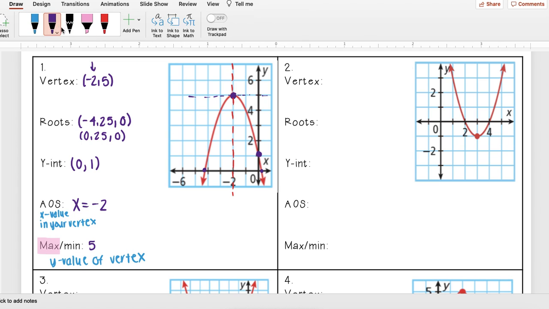Okay, let's try another one. So this one, I want to find my vertex. Since this one's opening up, it's my lowest point right here. So it's at 3, -1. My roots, those are my x-intercepts, and so it's where it crosses the x-axis. So I see that's at 2, 0, and 4, 0.